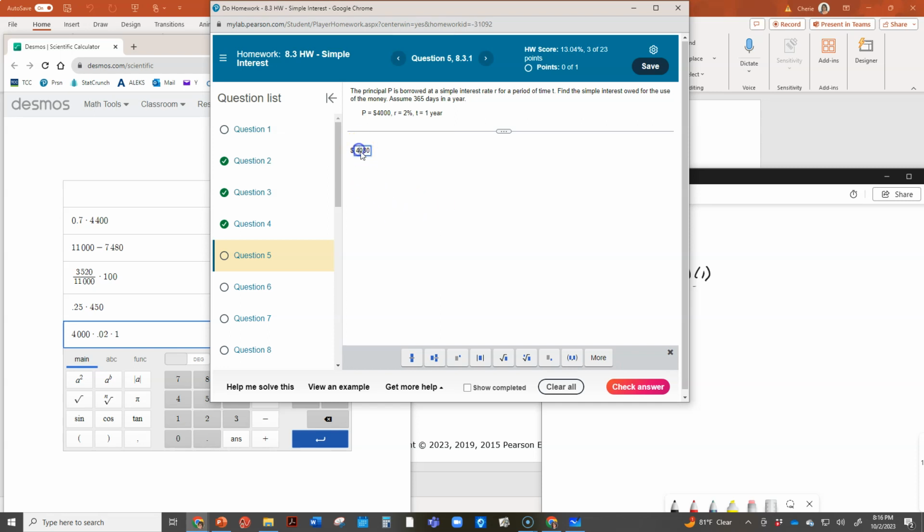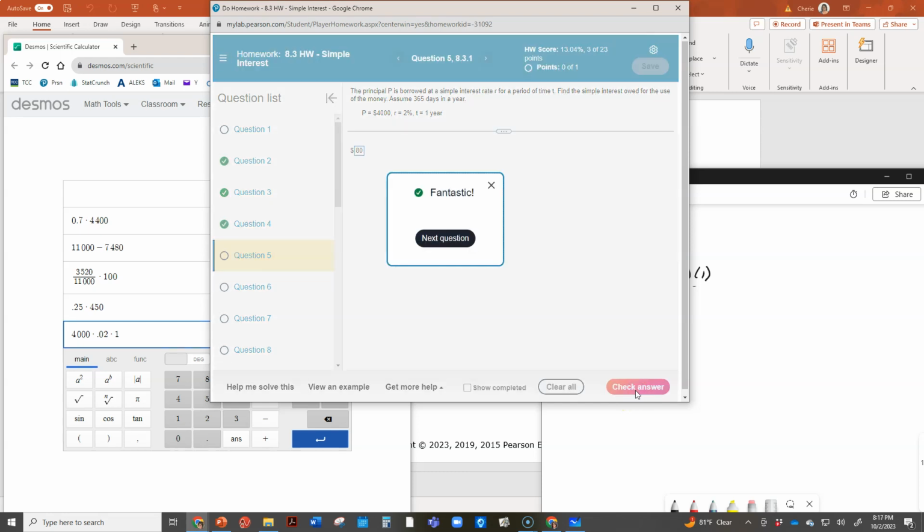Find the simple interest owed. Okay, they just want me to say the 80. They didn't say the total payback. They just said find the interest.